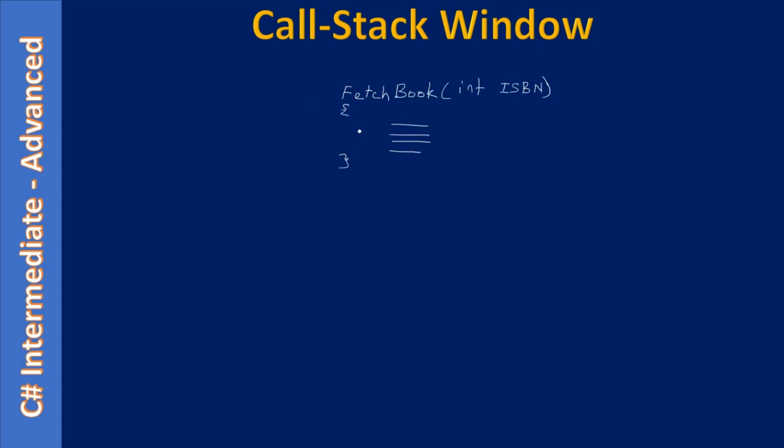Let us state we have a function called fetchBook. It is receiving a parameter int ISBN. We will also state that we have a breakpoint at the function at some line number.